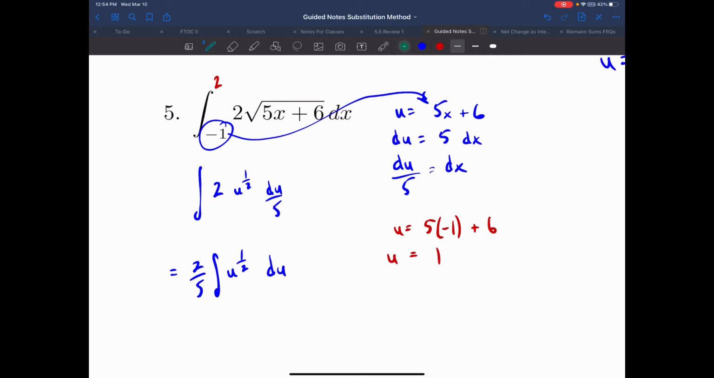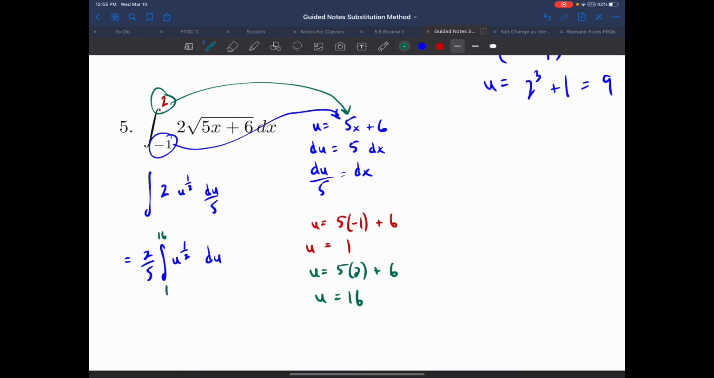And then take the 2 and do the same thing, plug it in. So u equals 5 times 2 plus 6, which is 16. So the new limits of integration are: the lower limit is 1 and the upper limit is 16. Now I can evaluate this.